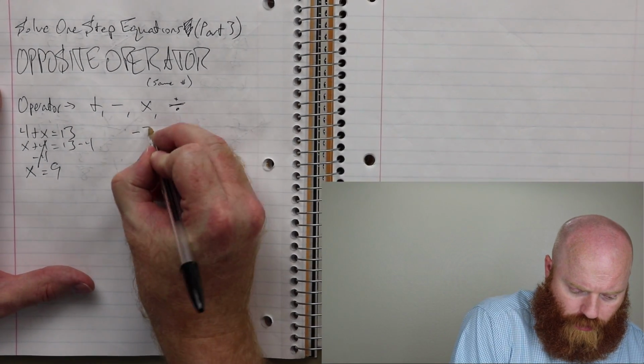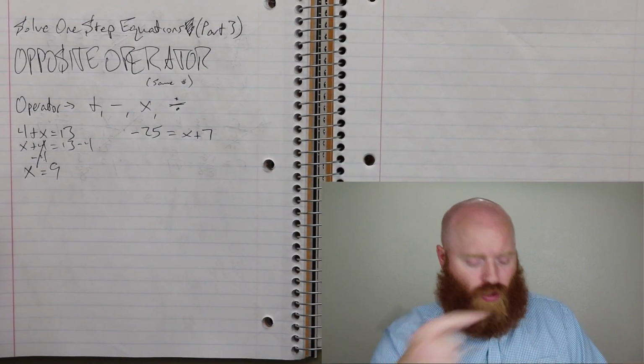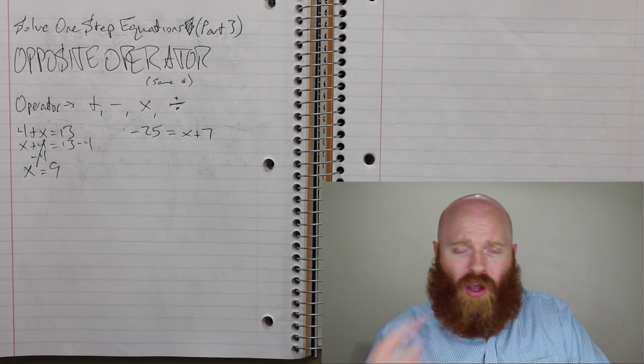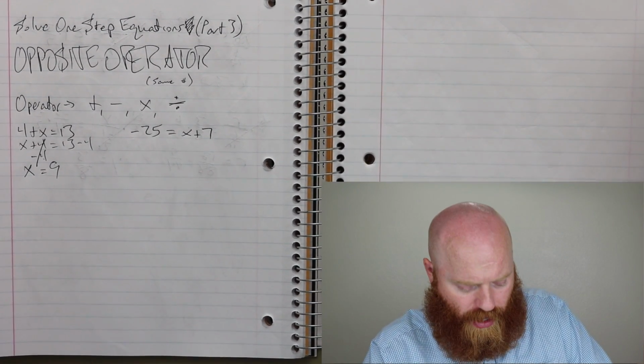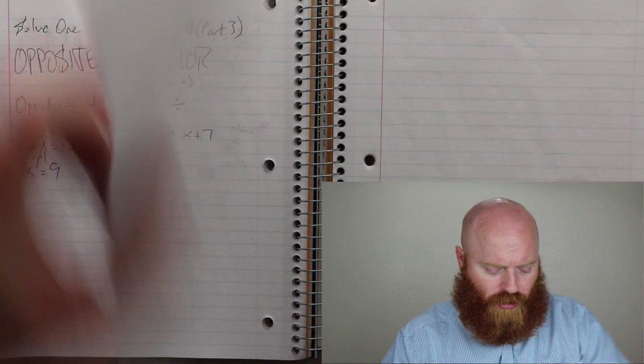What if it's negative 25 equals x plus n? What if they got the x on the wrong side of the equal sign? They got it way over there. What am I supposed to do about that? Well, let me show you something.